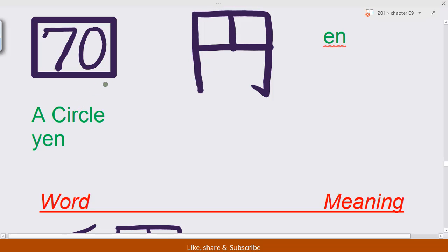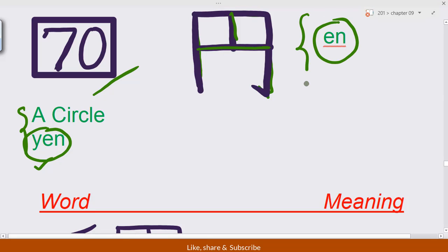Kanji number 70. Here, for the case of circle, or in Japanese, yen. So the kanji here, the strokes: first the vertical one, second that one, and later that one. Again, these. This is the stroke order of that kanji, and here the sound of that kanji is n.